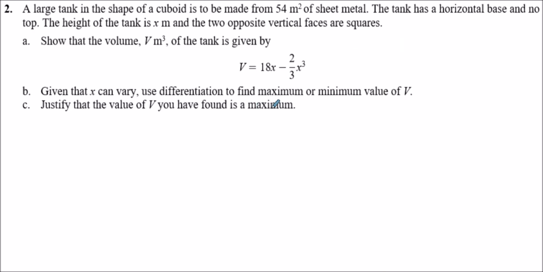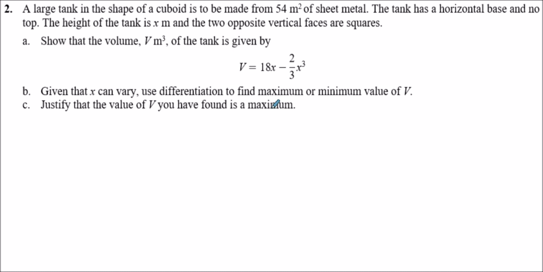Question 2, another worked example. We've got here a large tank in the shape of a cuboid that is going to be made from 54 square metres of what we're calling sheet metal. By sheet metal, we're not saying that the quality is anything less than great. It's not sheet in that way. We're saying it's a roll of metal which is very thin, in the same way you get a roll of toilet paper, you have sheets of toilet paper. So that's all it means by sheet metal.